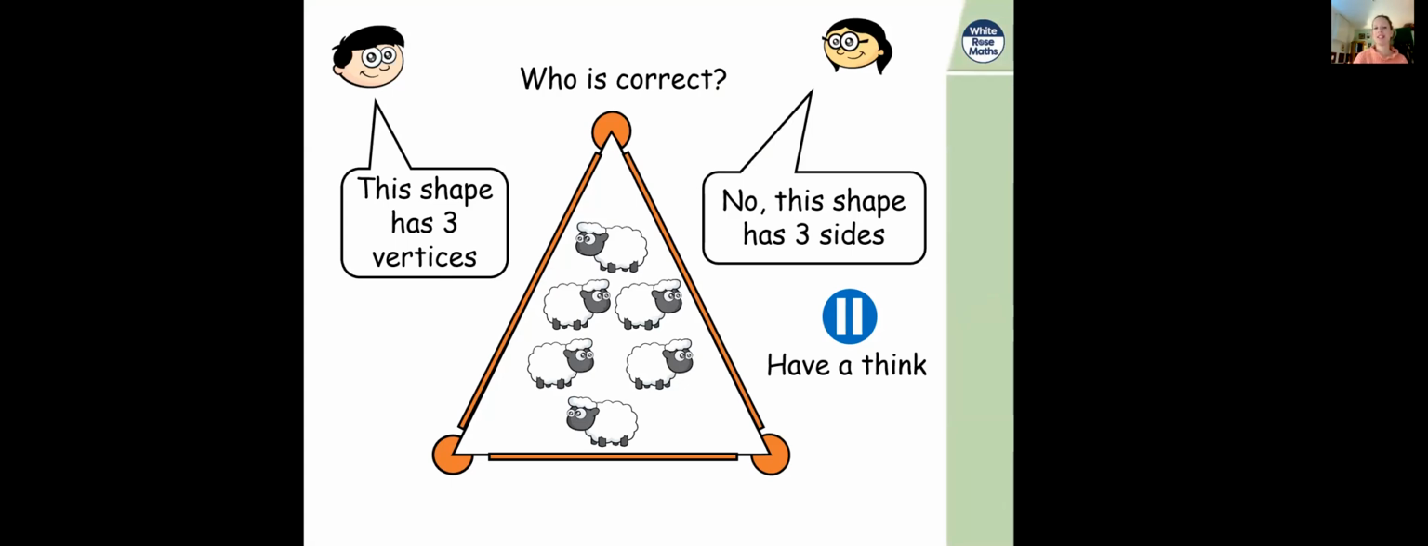Here we go. We're familiar with this picture, aren't we? We looked at this yesterday, and we had 2 children, Dexter and Annie, and they were looking at this triangle, and Dexter said, this shape has 3 vertices, and he was absolutely spot on. Can you see where the vertices are here? It's the corner points. 1, 2, 3. And little Annie said, no, this shape has 3 sides. And she was also absolutely spot on, because look, there's 1, 2, 3 sides there as well. So both children were right with their opinions.